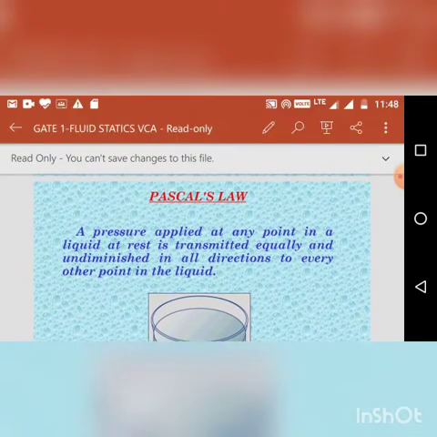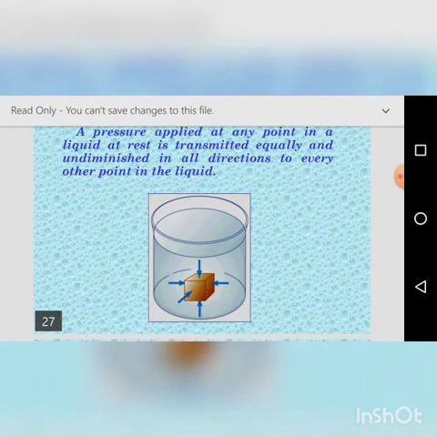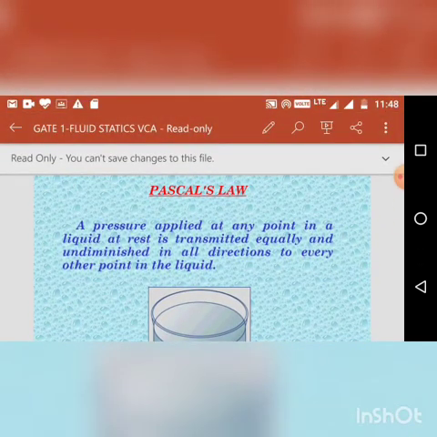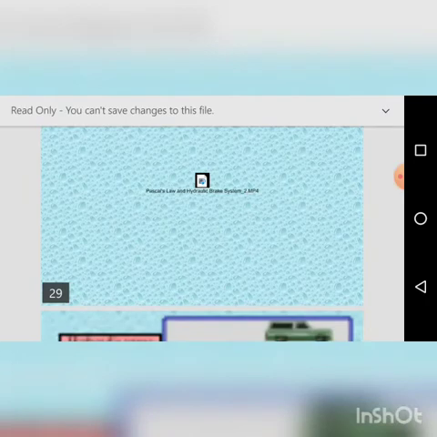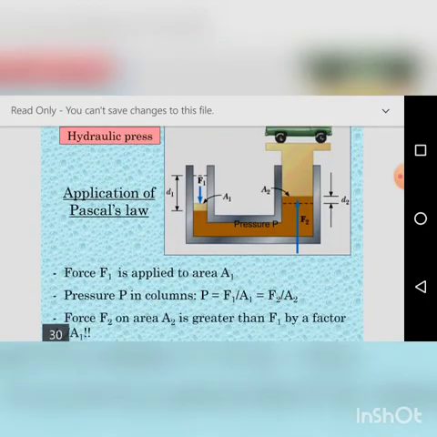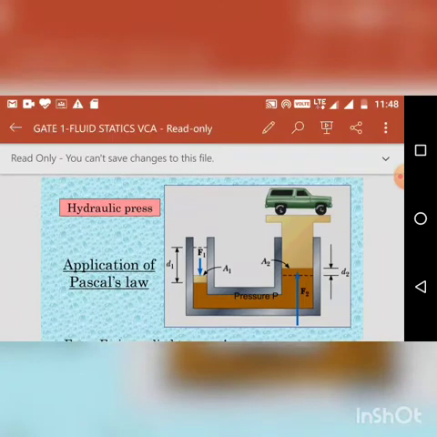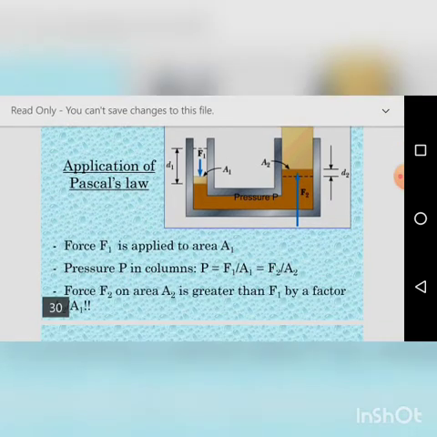I think you are familiar with Pascal's law, which states that pressure applied at a point in any direction is equal. Then we will see the application of Pascal's law in the hydraulic press. On one side, little effort is applied, to lift an automobile of heavier weight on the other side.